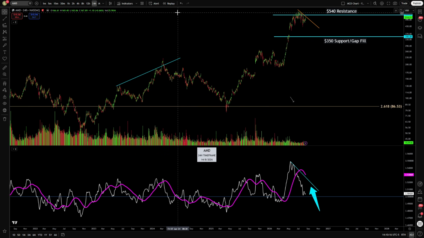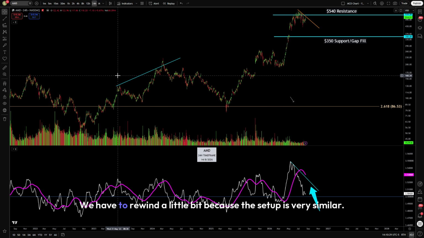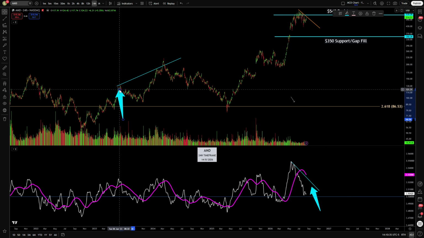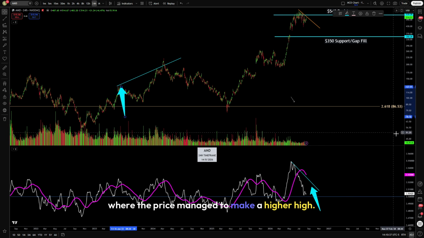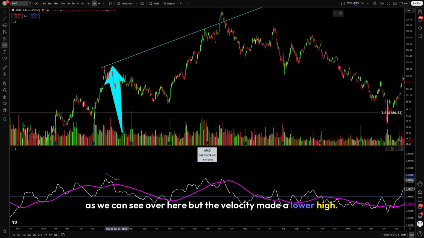Let's rewind. If you remember, in the beginning of the video I talked about how I've watched AMD make very, very similar setups in the past. One of my favorite setups was back in 2023. We have to rewind a little bit because the setup is very similar. I want to bring your attention right over here, where the price managed to make a higher high, but the velocity made a lower high.